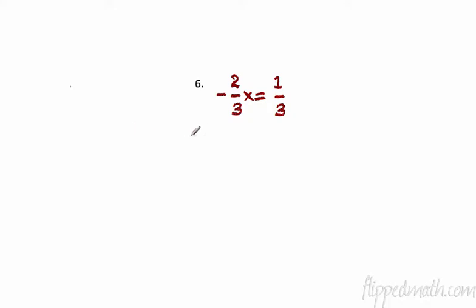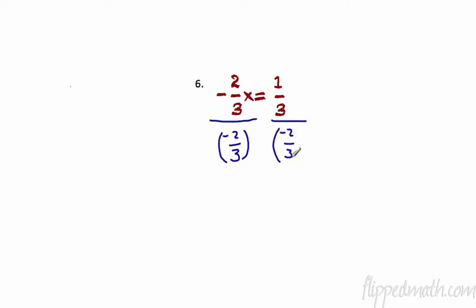Last one. Whew. And again, we're going to use the calculator to help us. This is negative 2/3 times x equals 1/3. Well, what's the opposite of negative 2/3 times x, or x times negative 2/3? The opposite would be divide by negative 2/3. Don't forget the negative. And I'm going to put parentheses around it. You're going to divide both sides by negative 2/3.